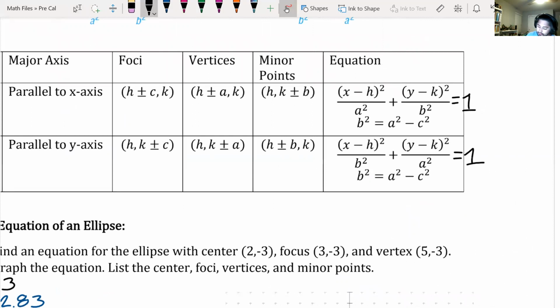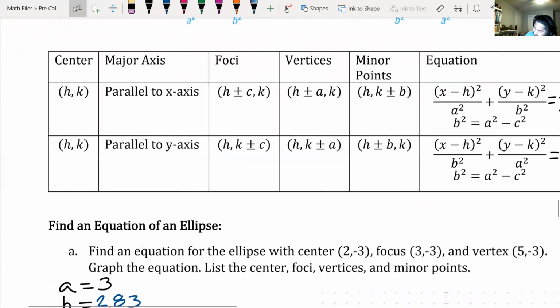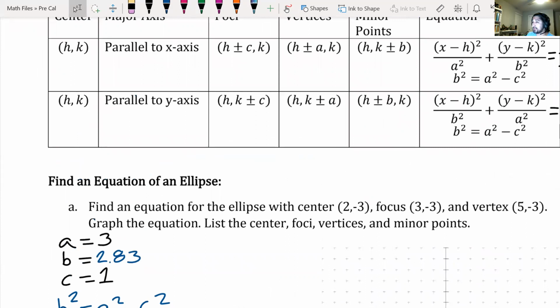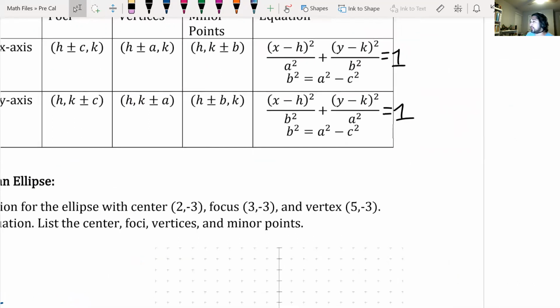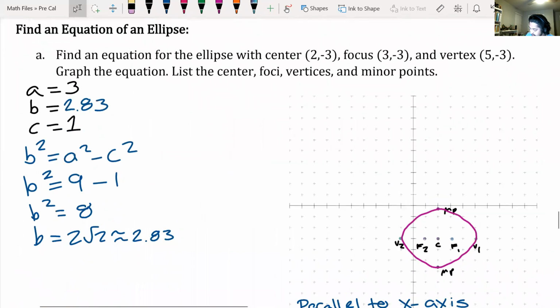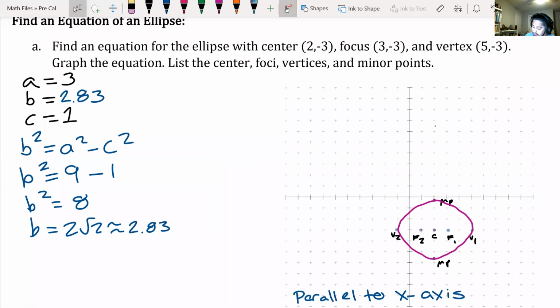Good call. There we go. All right, so the formulas are there. Since we're parallel to the x-axis, we know we're going to use that formula. So let's go ahead and fill in what we know. So we're going to have x minus 2 squared.